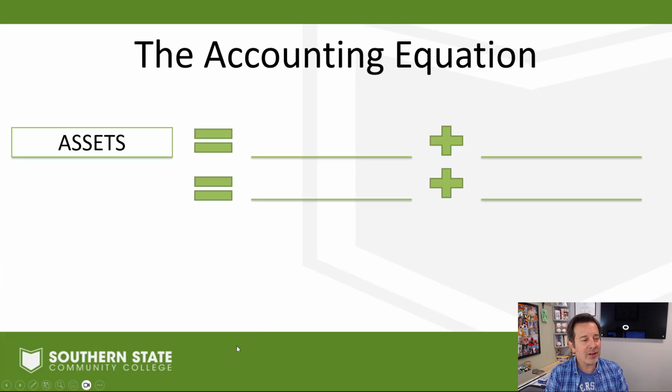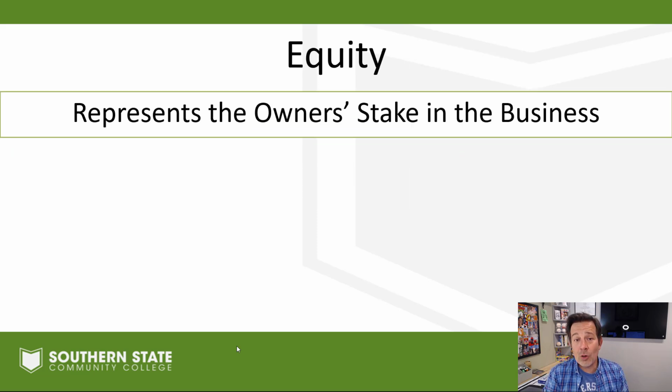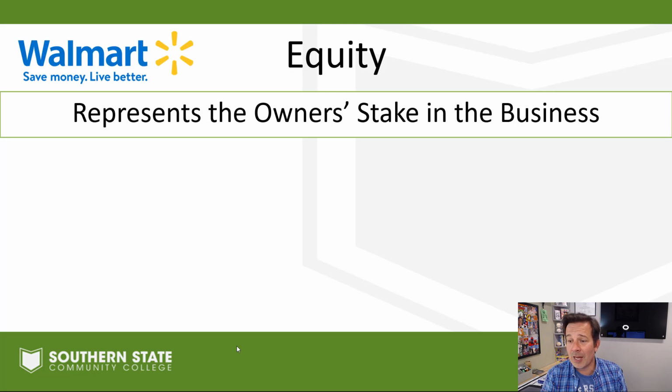Go back to our accounting equation. Assets equal liabilities plus equity. Equity represents the owner's stake in the business, the amounts that have been invested by the owners or that the business has earned and retained in the company.